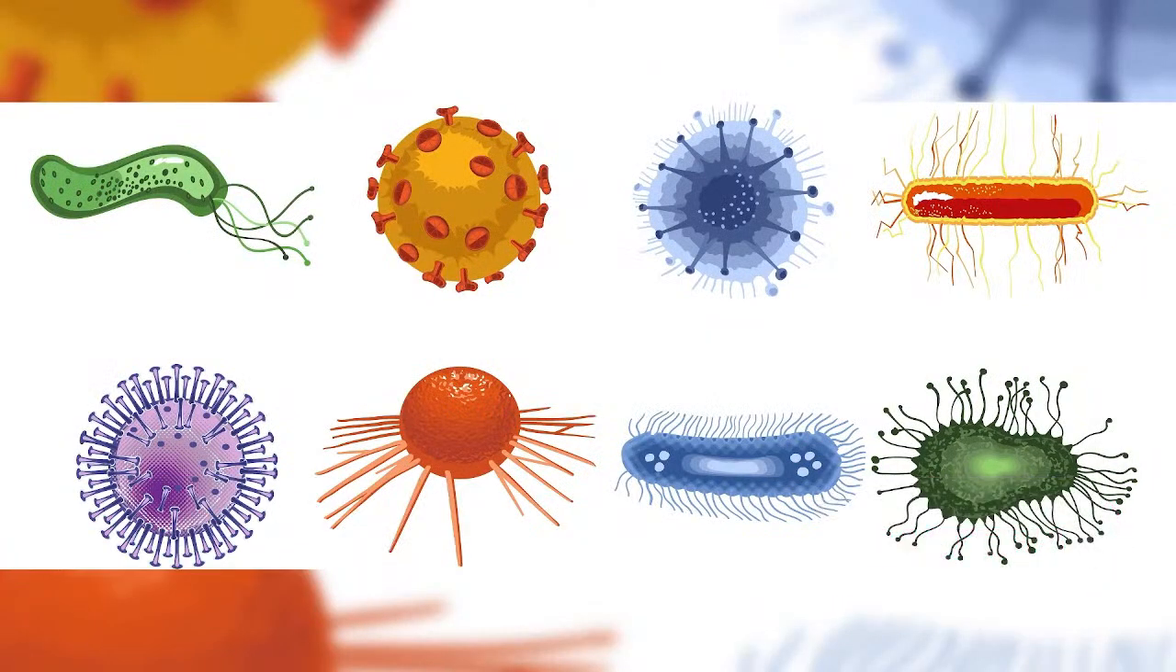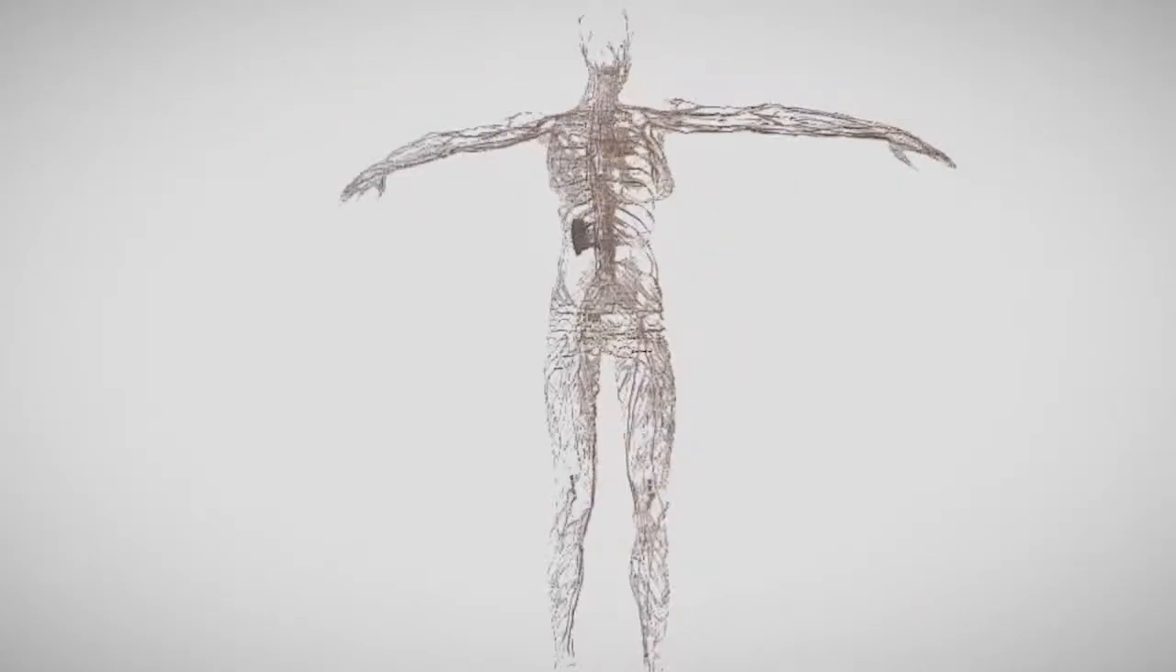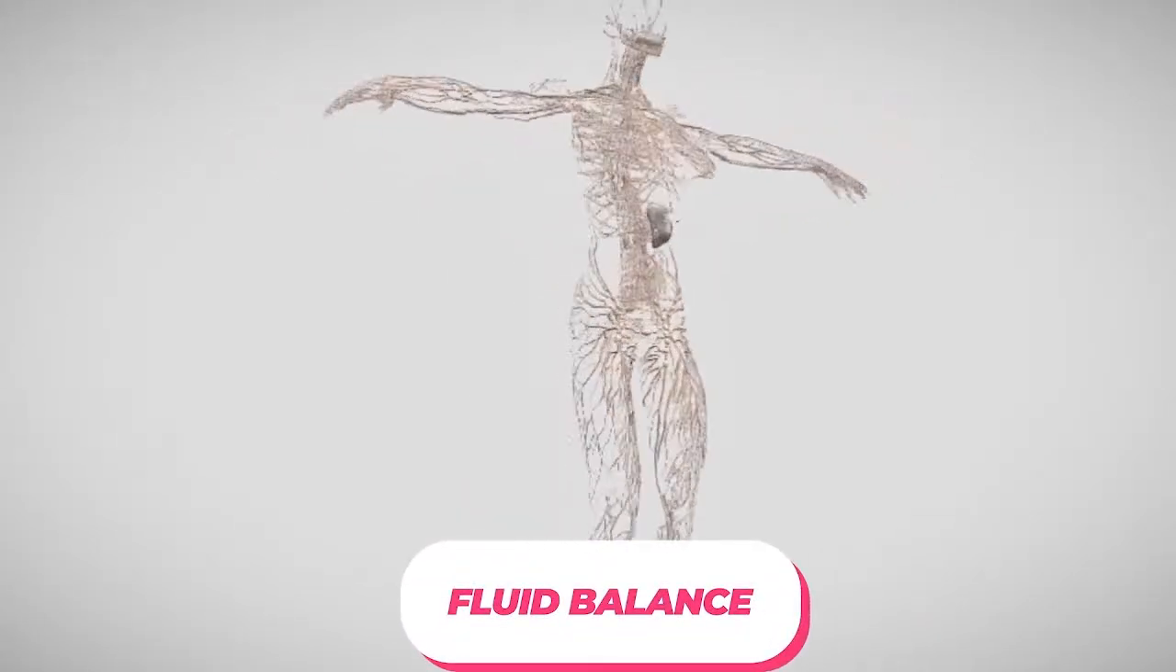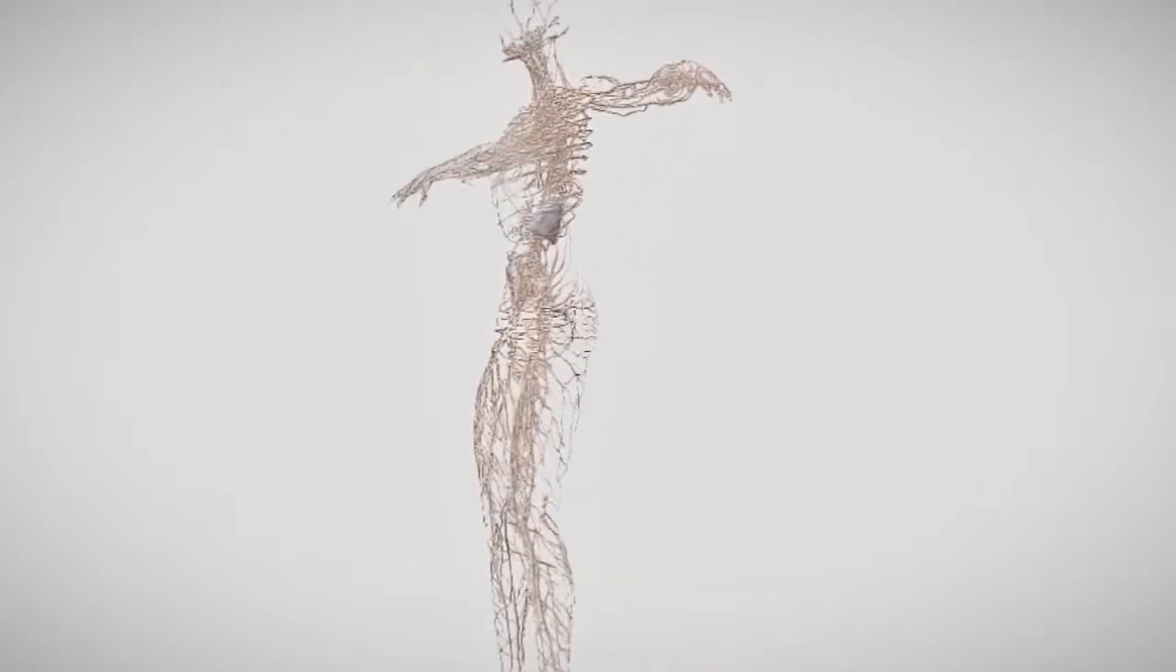Another important function of the lymphatic system is to maintain fluid balance in the body by returning excess fluid and proteins from the tissues back into the circulatory system.